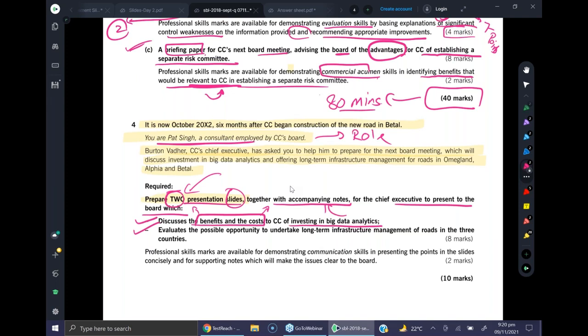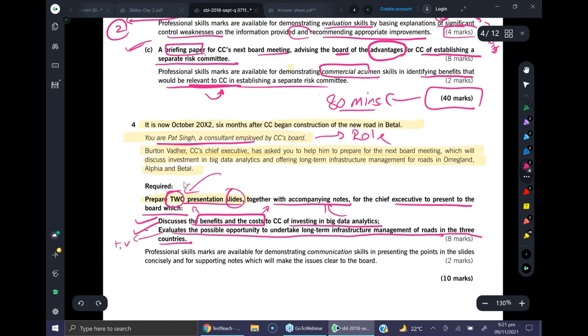Okay, the second slide will cover the possible evaluation of the opportunity to take on long-term infrastructure management of roads in 3 countries. So I'll be discussing positive and negative aspects of this new opportunity, right? There are a total of 8 marks.